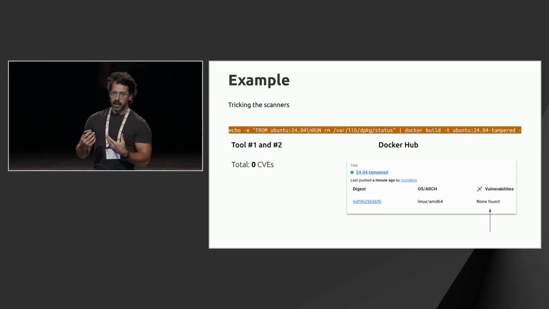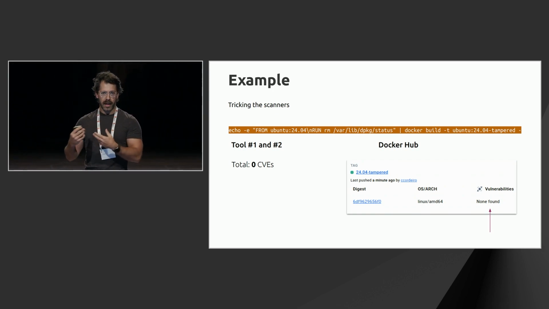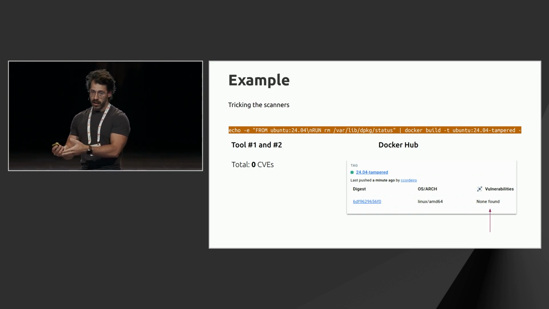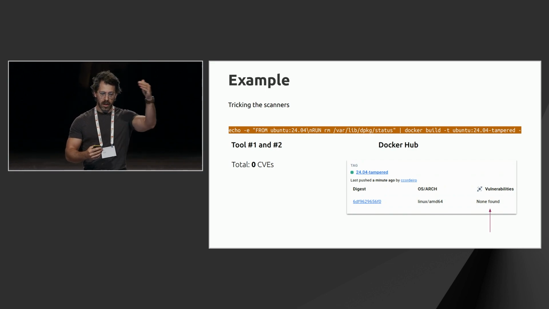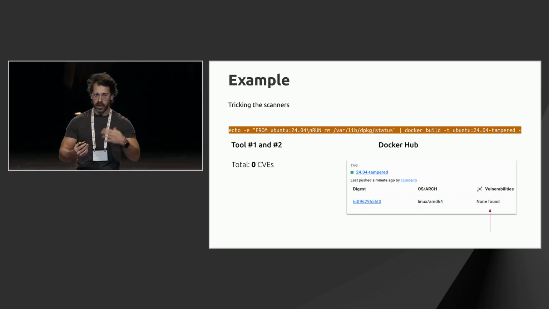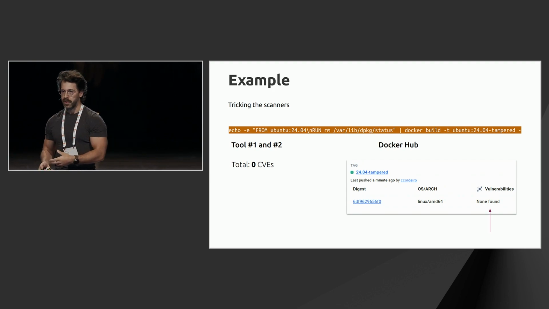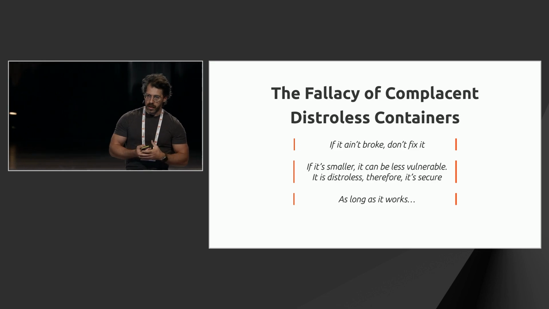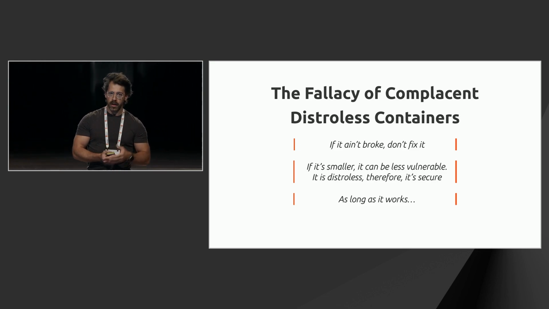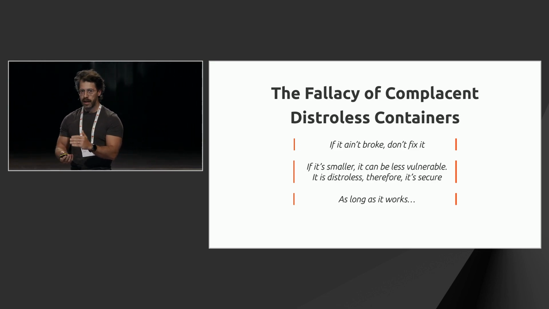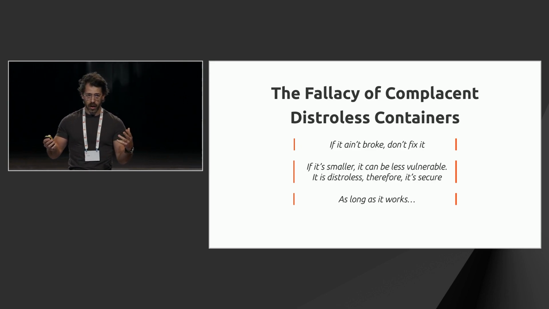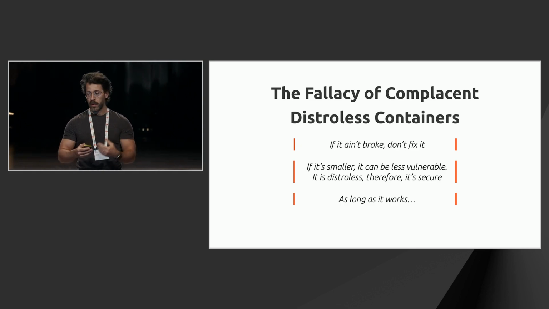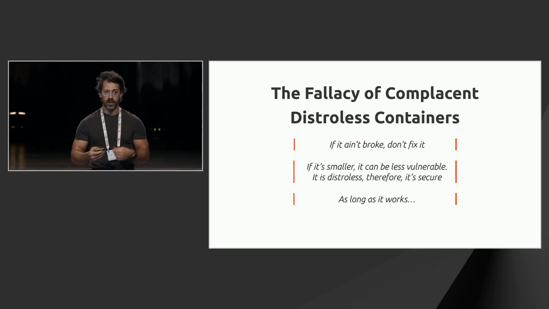So this is just to say that even though it sounds a bit counterintuitive, scanners do rely on the information you put there. So you can intentionally trick them, or unintentionally, with this cherry-picking process of making a very small distroless image, you might forget to put the right information there. So this is the fallacy of complacent distroless containers, right? You see it working, you have built it, you achieved a very small, tiny image, your attack surface is reduced, and it works. So if it works, you don't fix it. And because you don't see the CVEs, they are not reported, you just assume everything is OK.